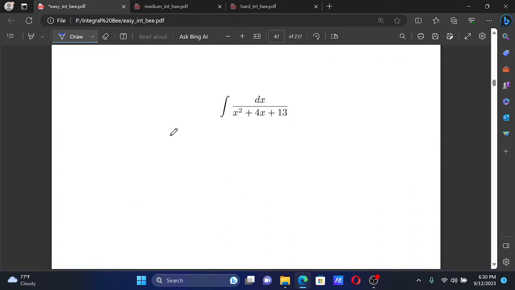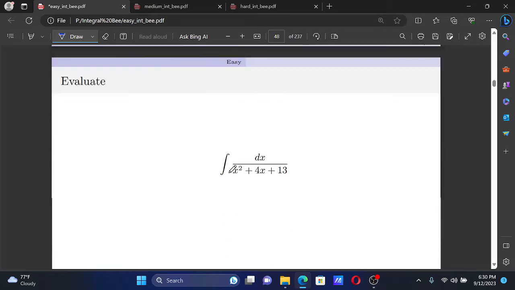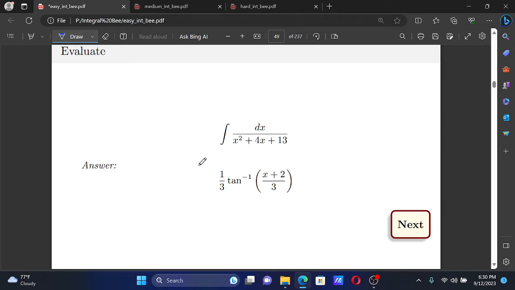For this, you can use some high school ideas. And this is just x plus 2 whole square plus 3 square. So we have the answer 1 by 3 tan inverse x plus 2 by 3 plus c, and that's the answer. Let's head on to the next one.